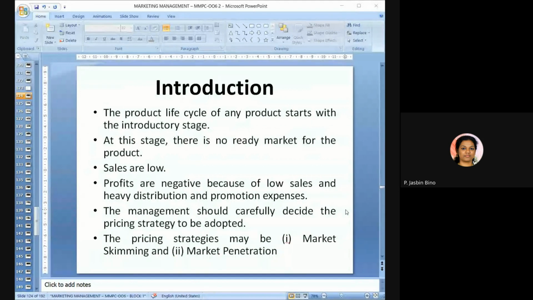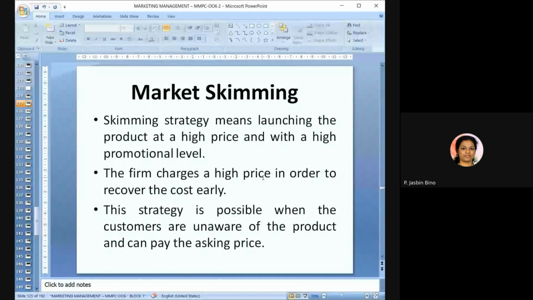So they can adopt two pricing methods, that is market skimming and market penetration. Market skimming means launching the product at a high price and with a high promotional level. Whenever they are introducing the product, they'll introduce it at a high price because sales will be very low. After the sales become high, they will reduce the cost of the product. That is what market skimming is.